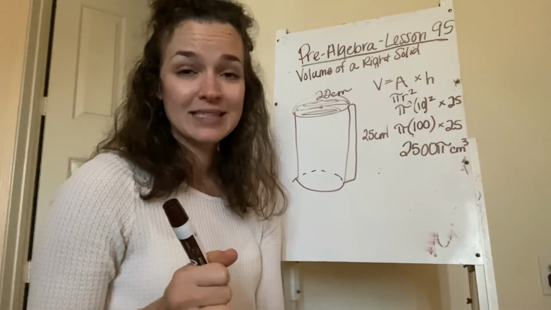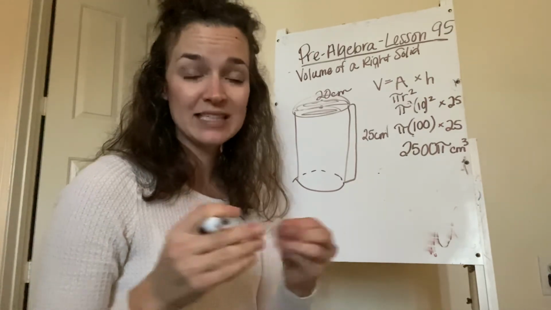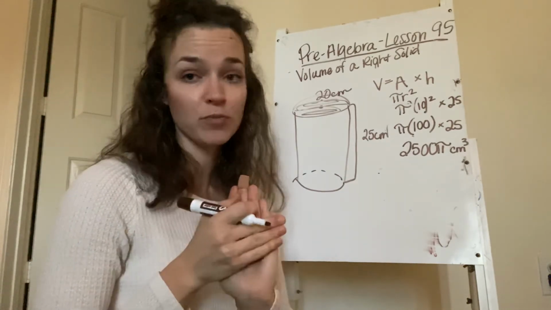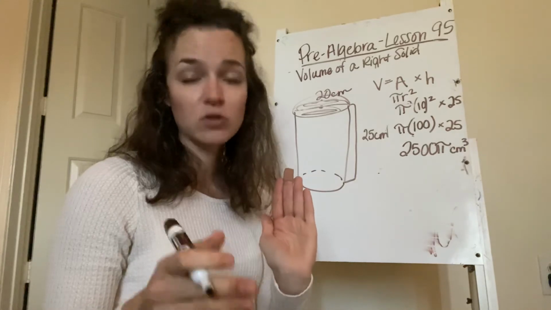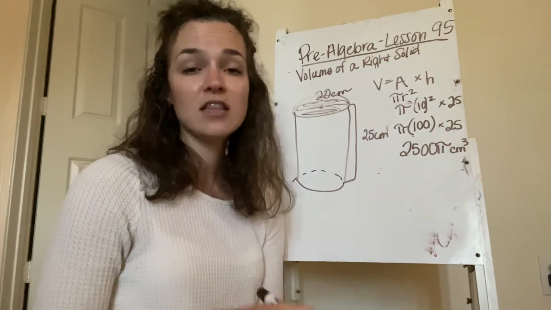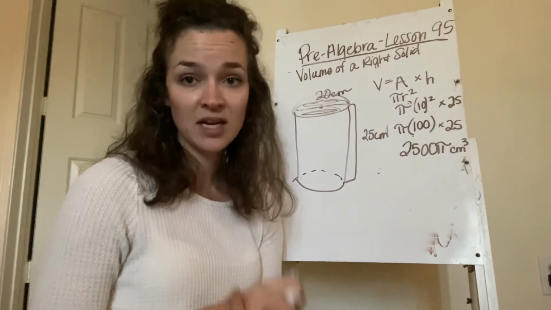So just a reminder about the warnings. Area of the base is always measuring the actual base. So whatever the shape is that's parallel to each other. So if it's a triangular prism, you're talking about the area of the triangles. If it's a cylinder, you're talking about the area of the circles, okay? And then the height is always the distance between the bases.